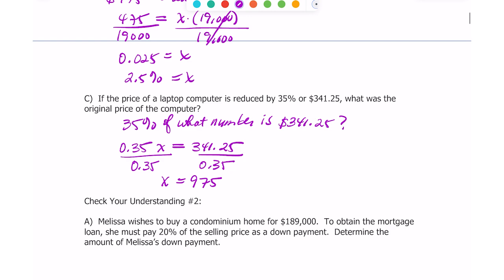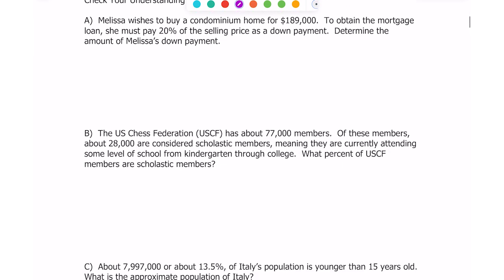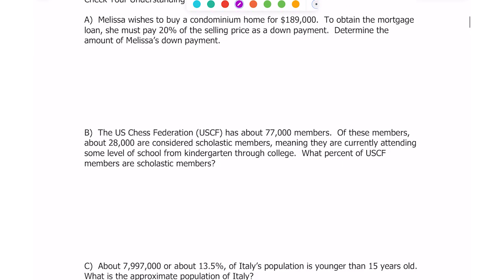What I would like you to do is pause the video and try the next three problems on your own, and then you can unpause it when you're ready to move on to the next topic.